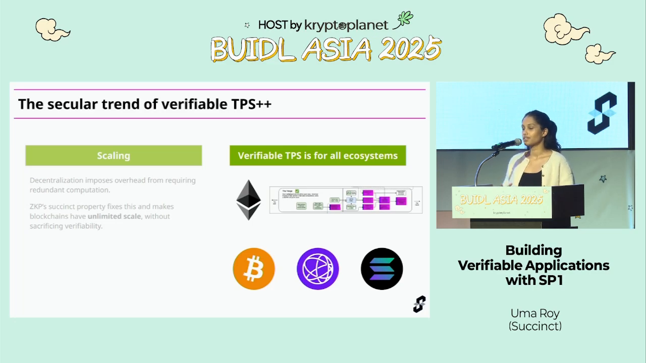But actually, I think something that's not as well understood is that ZK is applicable for many ecosystems. So we have many teams building on Succinct and the Succinct network who are building Bitcoin rollups and Celestia rollups, and also even Solana network extensions, which is their rollup and scaling roadmap. And so it's exciting to see that verifiable TPS, basically transactions that are secured and scaled by ZK, is generally going up even beyond Ethereum to all these other ecosystems.